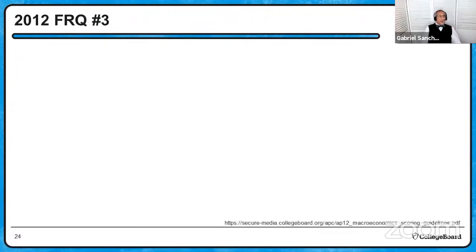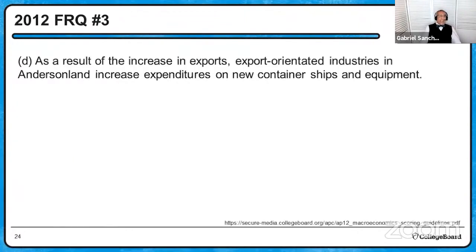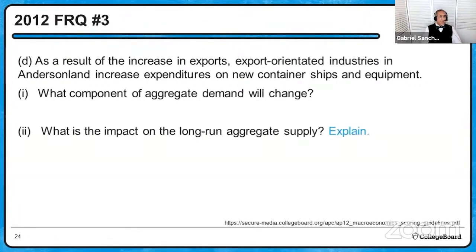Now let's go to the last part of this question, part D. As a result of the increase in exports, export-oriented industries in Anderson Land increase expenditures on new container ships and equipment. What component of aggregate demand will change? And what is the impact on the long run aggregate supply? Explain. So they first want to know, since Anderson Land is spending money, they are buying new container ships and equipment. Where do we consider that to be going on?